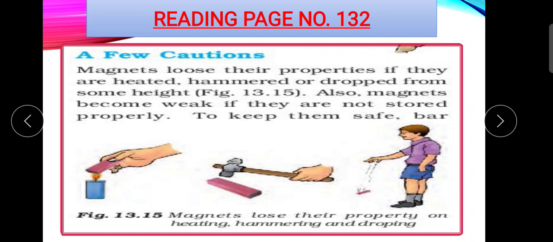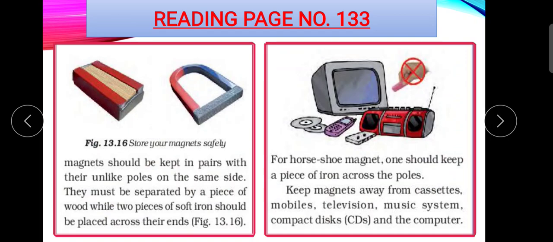Magnets become weak if they are not stored properly. To keep them safe, bar magnets should be kept in pairs with their unlike poles on the same side, and they must be separated by a piece of wood, while two pieces of soft iron should be placed across their ends. This is the way by which you can keep them. For a horseshoe magnet, one should keep a piece of iron across the poles.